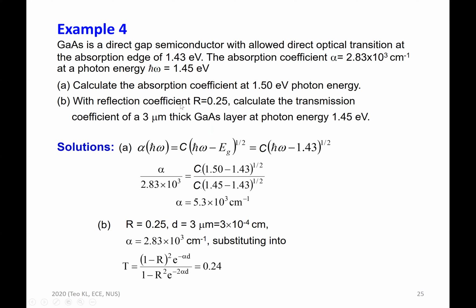Now, given a reflection coefficient of 0.25, what is the transmission coefficient of a 3 micron thick gallium arsenide at 1.45 eV? Reflection coefficient 0.25, sample thickness 3 micron, convert to cm. At 1.45, what is my absorption coefficient? It is this value. If I use the standard formula for the transmission coefficient, you just need to substitute the R value, alpha at 1.45, and the thickness of 3 micron. You convert to cm, because your alpha is also per cm, so this term is dimensionless. You should get a transmission of 0.24.